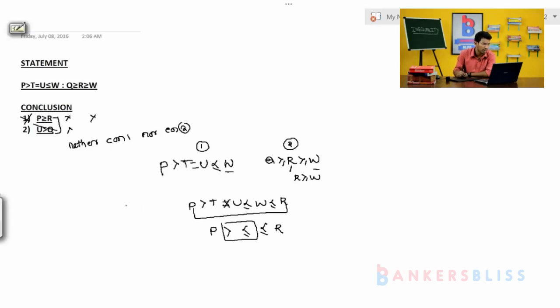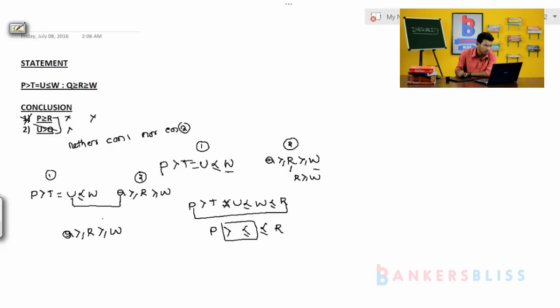Next we have to look at U to Q. Again I will write here P greater than T, T is equal to U, U less than or equal to W. This is the first statement, and the second statement is Q greater than or equal to R, R greater than or equal to W. They are asking U to Q. U is here and Q is here. What is the combined element for me? That is W here. Is it clear? So, simple guys, first I will write here Q greater than or equal to R, R greater than or equal to W. Then U less than or equal to W.